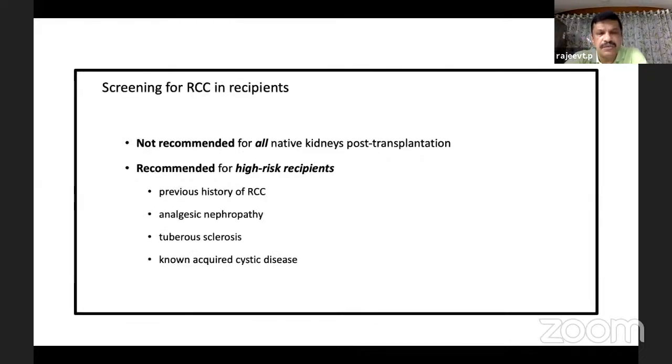Screening for RCC in recipients is not recommended for all native kidneys post-transplantation, but screening is recommended for recipients who are high-risk. For example, those who had a previous history of RCC, a history of analgesic nephropathy, tuberous sclerosis, or known acquired cystic disease. In these recipients, one should go for a very strict screening protocol.